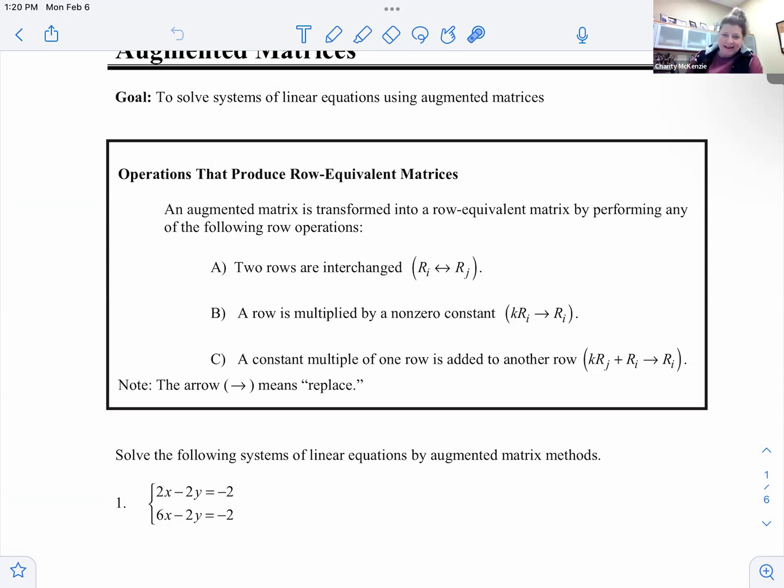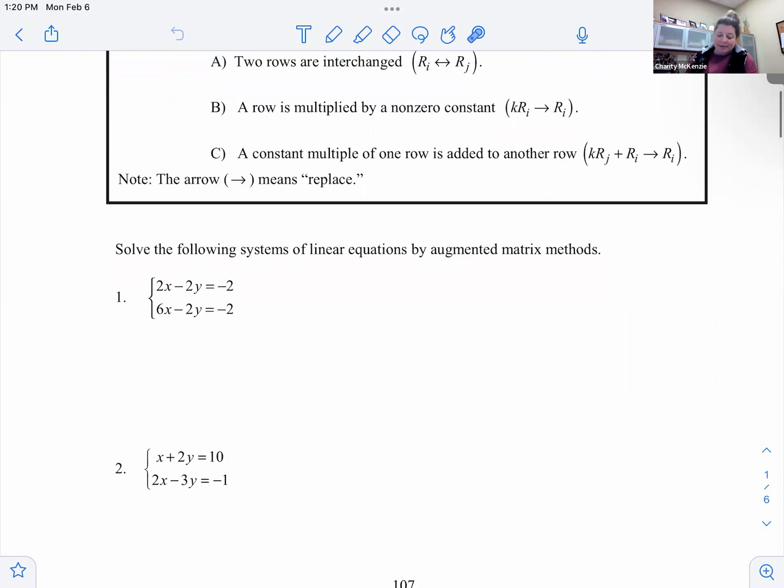Okay, and then C says a constant multiple of one row and then add it to another row. So I actually like to think of it like you can add 2 rows and replace one of the rows with that new one. So you have 2 rows, you add them together, and then one row has to stay the same, and then you replace the other row, and it doesn't matter which one. Okay. This is basically the elimination method with a matrix. So I love matrices because they're like a puzzle and you just get to deal with the numbers. So let's go through a couple big ideas.